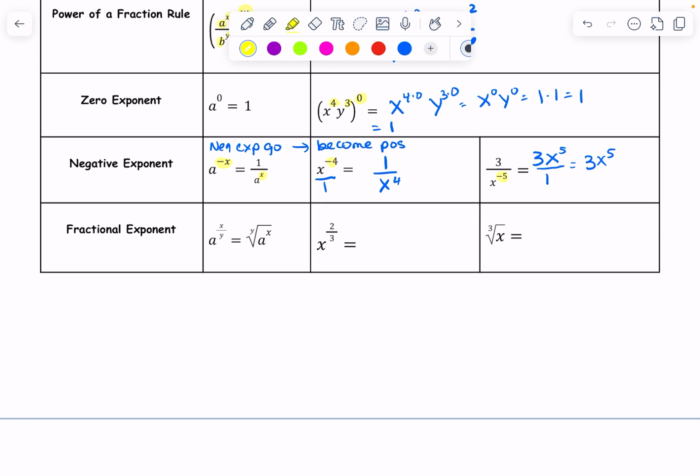We also have to remember what a fractional exponent means, okay? So what a fractional exponent means is you have a base, and then you have an exponent over an index, right? So you can see this is the exponent, and then this is the index.